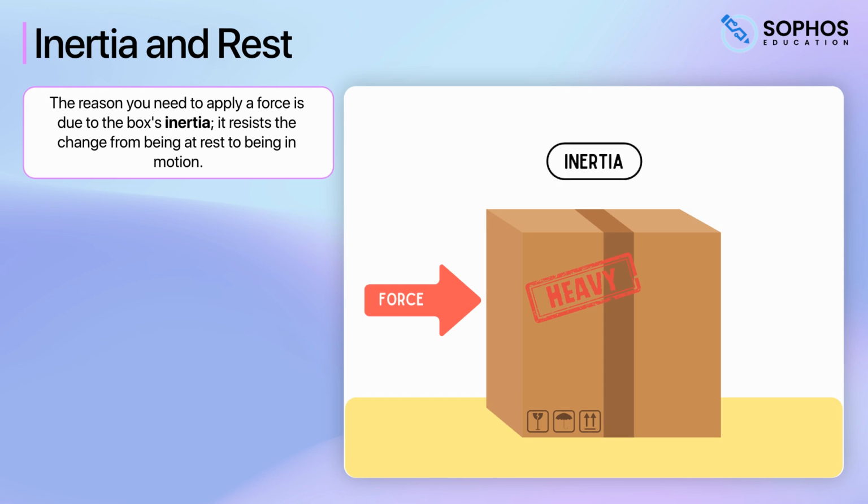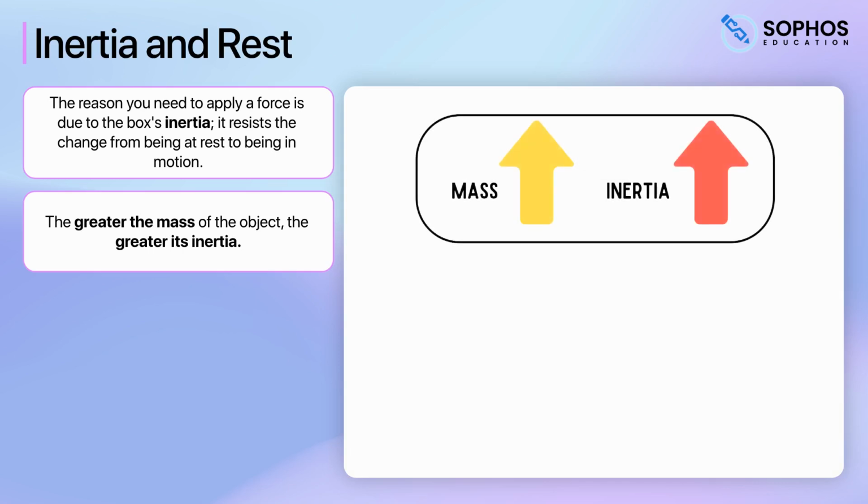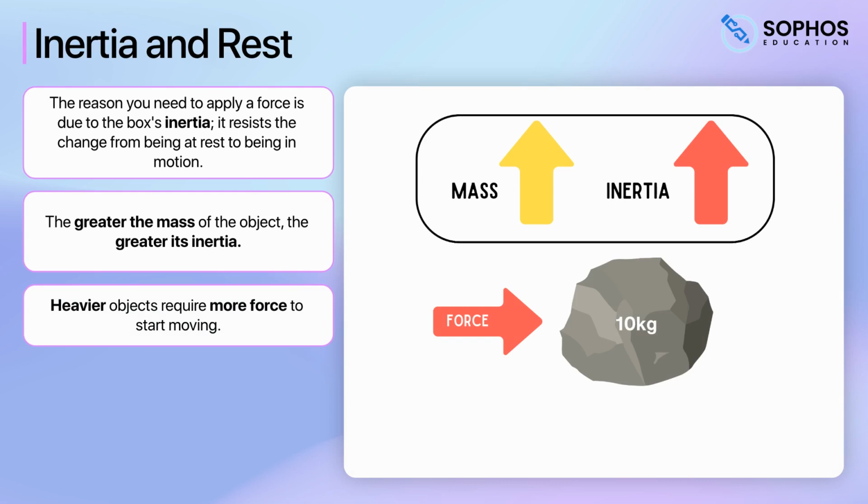And here's a critical point. The greater the mass of an object, the greater its inertia. This means a heavier object, like a large stone, will require more force to start moving compared to a lighter object, like a small pebble.